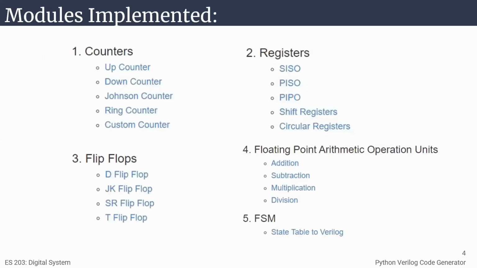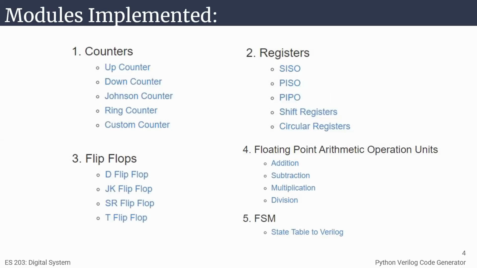This is the list of modules that we implemented. We implemented the counter modules for up counter, down counter, ring counter, Johnson counter, and test bench. Similarly, we implemented the modules for SISO registers, shift registers, and other registers. We also implemented the flip-flop modules for D flip-flop, T flip-flop, JK flip-flop, and SR flip-flop.